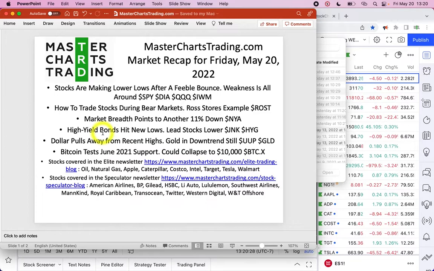High yield bonds also hit a new low, so that's not a good sign for stocks because of the correlations. The dollar did pull away from recent highs, but gold is not looking really good right now. And we'll look at Bitcoin to wrap it up as it tests 2021 support, and I think it could easily collapse to about 10,000.